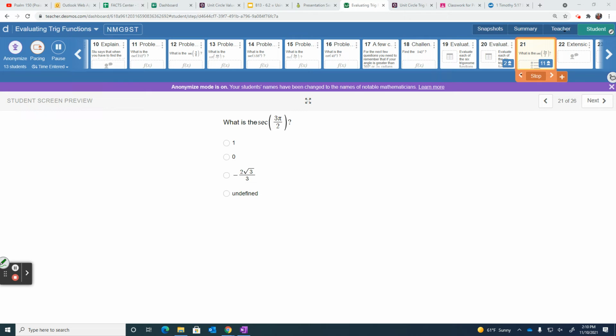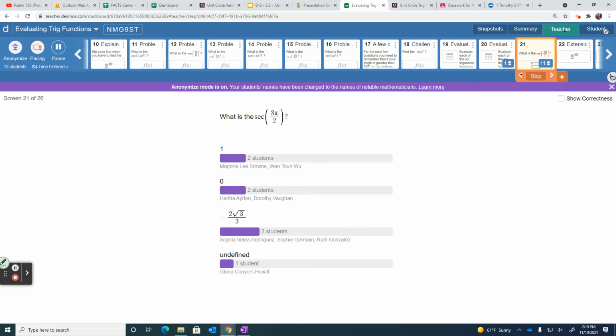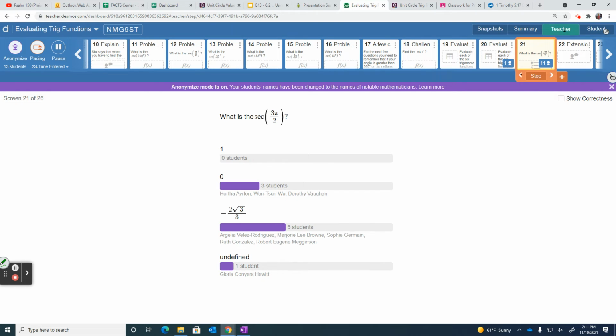Don't say the answer. Type it in, but don't say it. I gotta get it right. I don't know, we'll see. It doesn't say if you're right. Well, a lot of people are. All right, let's see who's correct. Only one student correct.